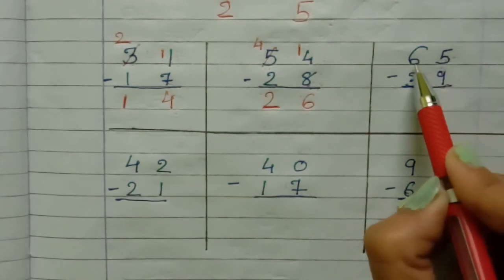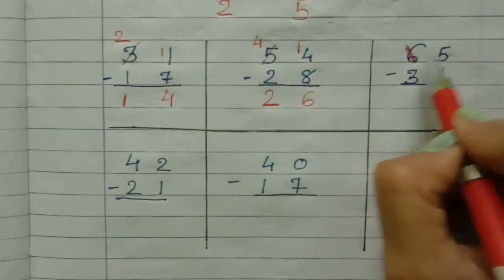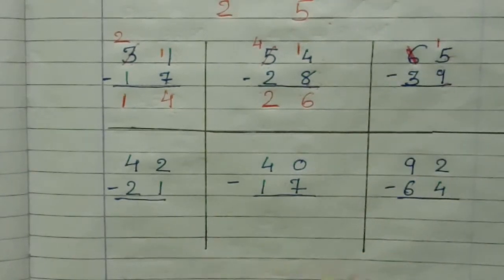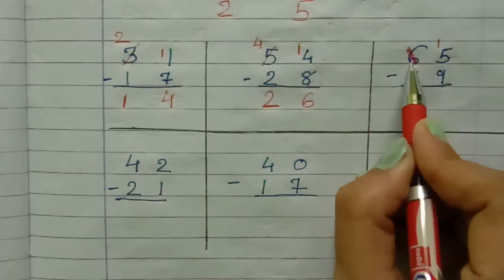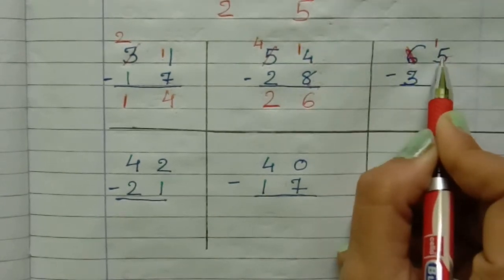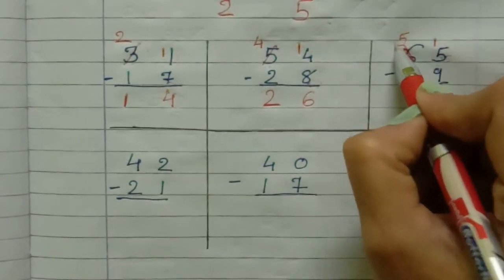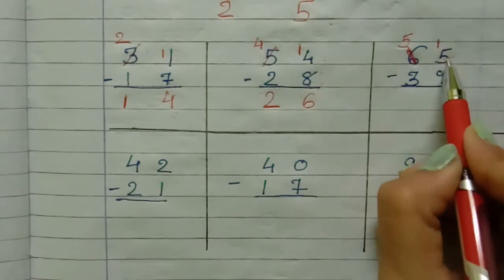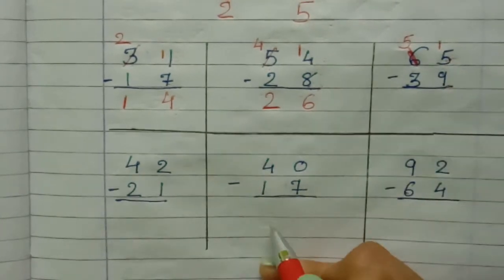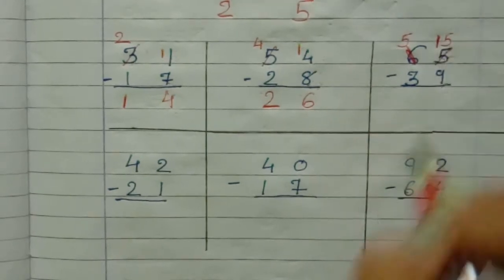5 has to borrow 1/10 from 6. So 6 will give 1/10 to 5, and 6 has one decrease. 6 decreased by one because it gave 1/10 to 5. So 6 has remained 5. And here 1/10 and 5, it is 15. You can do it like this also, 15.